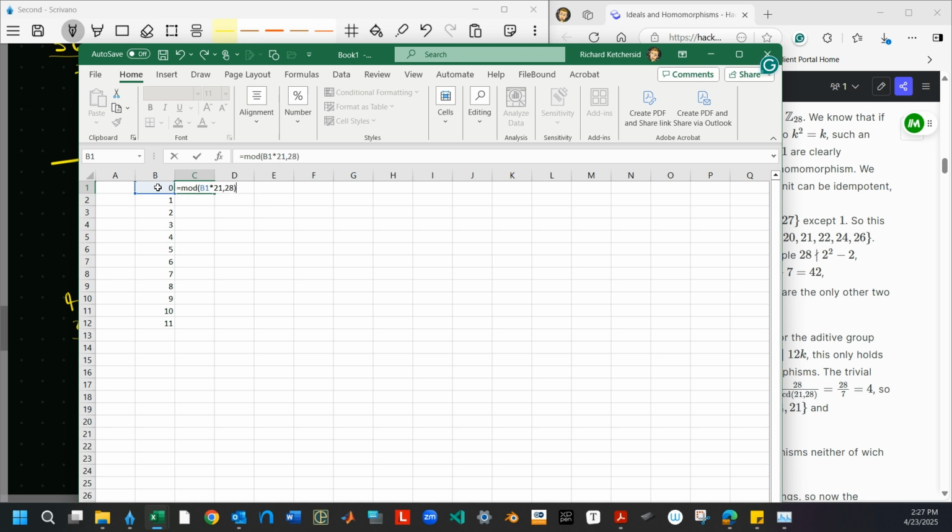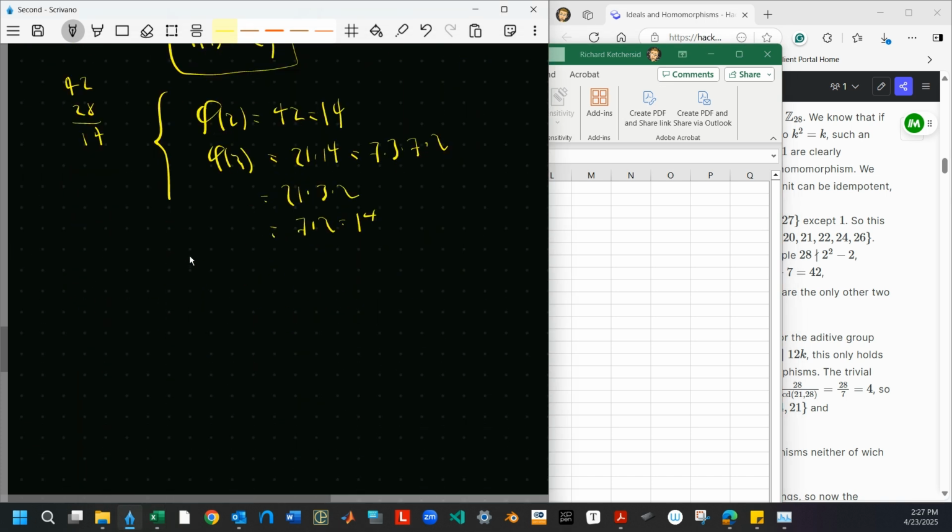mod 28. Okay, of course that's 0, so we can pull it down. Okay, so then we get 21, 14, 7. Then we get 0. So 4 is in the kernel, 8 is in the kernel. So the kernel of this thing, so phi going from Z12 to Z28, we have the kernel of phi is equal to the subgroup generated by 4. And so this is just 0, 4, and 8.